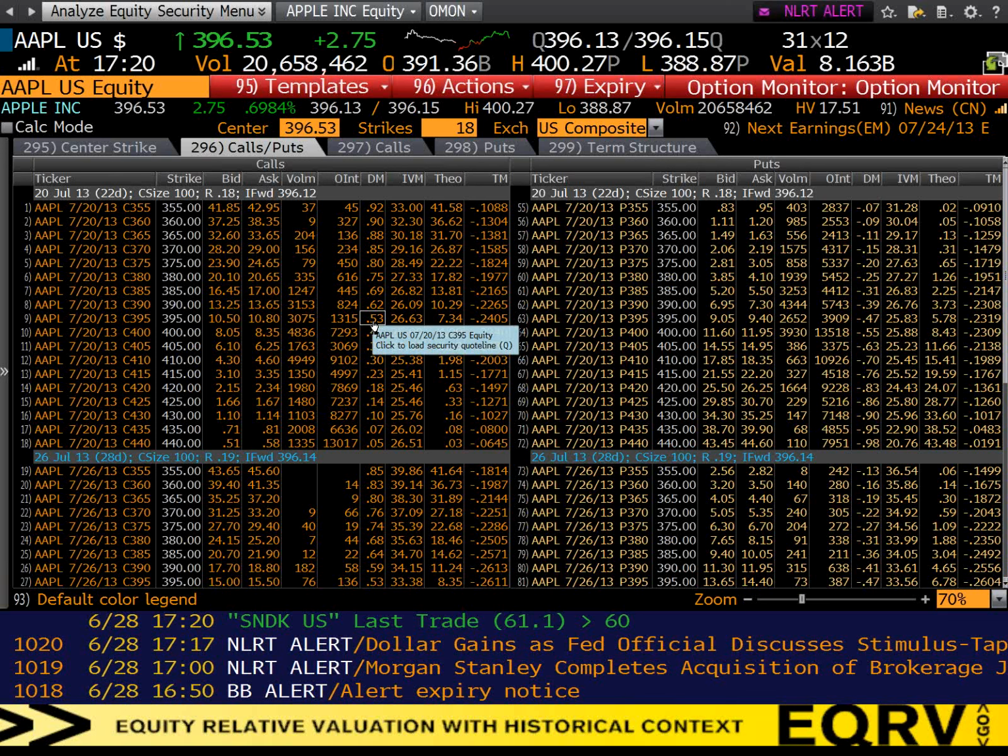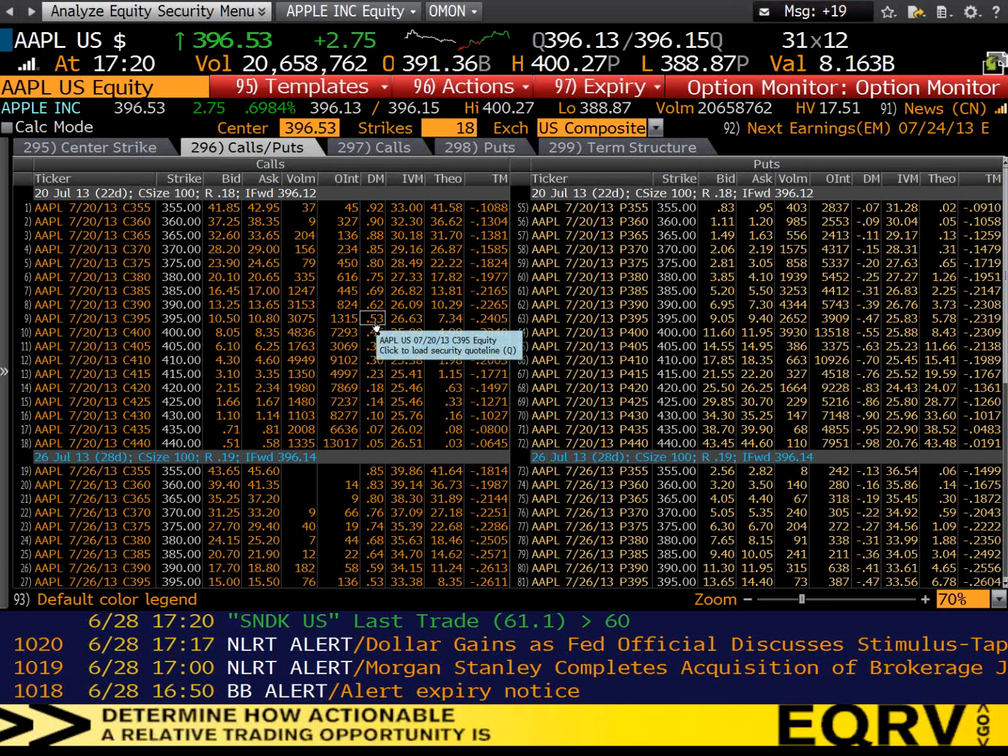So it doesn't tell you how much money you will make if you buy the option, because let's say that you paid $10.50 for it. Obviously, for you to make money, the stock would have to be $405.80 or $405.60, right, to cover your premium. What this simply tells you is that, in general terms, there is a 53% chance that the stock will be at least $395.01.